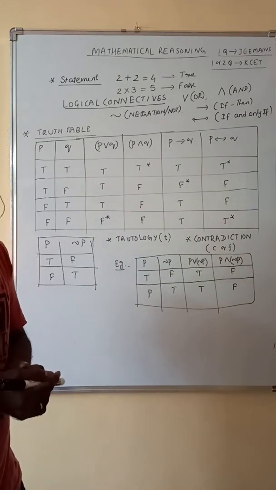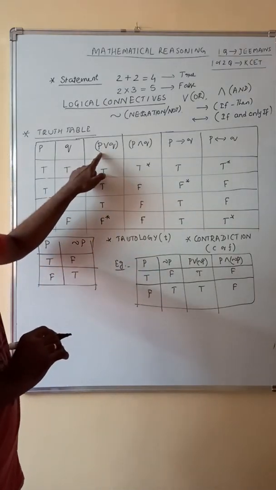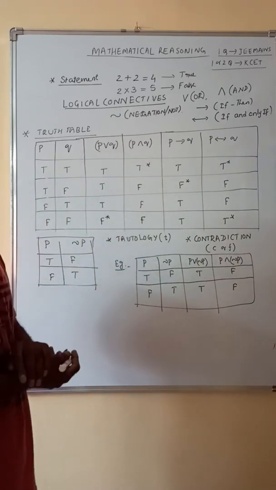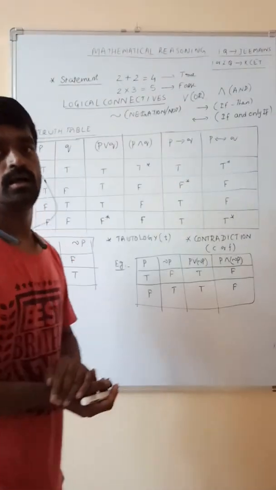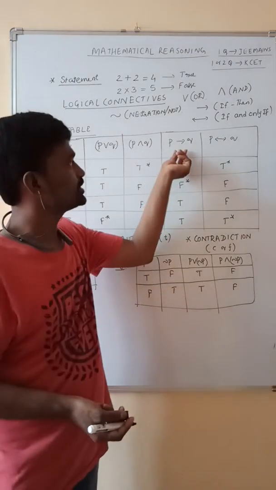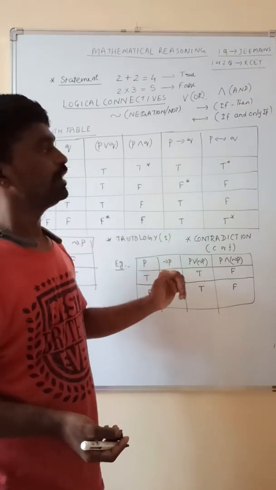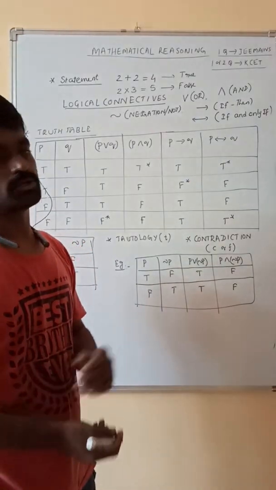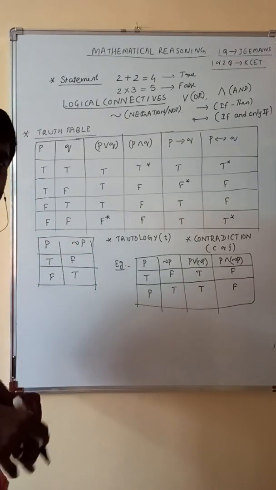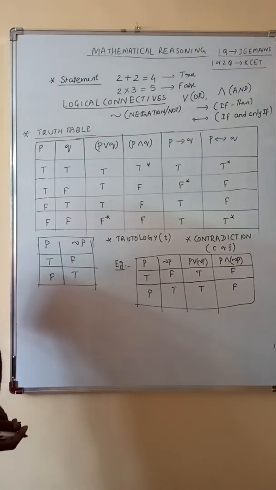The disjunction of two statements P and Q is denoted by P or Q. The conjunction of two statements is denoted by P and Q. The conditional of P and Q is denoted by P implies Q, or if P then Q. The biconditional of P and Q is denoted by P biconditional Q, or P if and only if Q. Next, the negation of P is denoted by this symbol. And then the truth table.